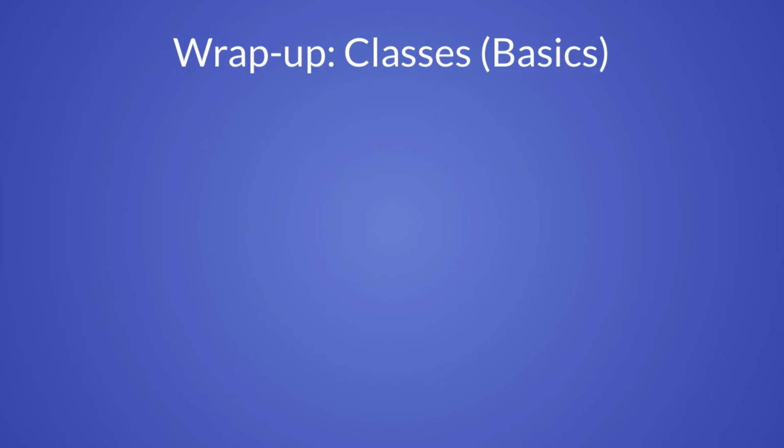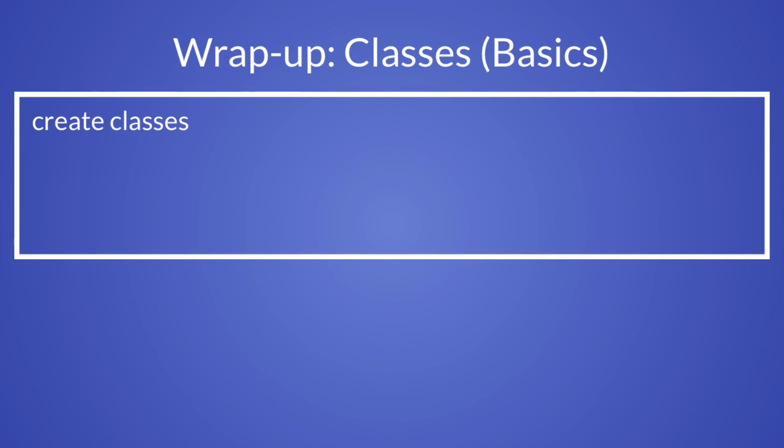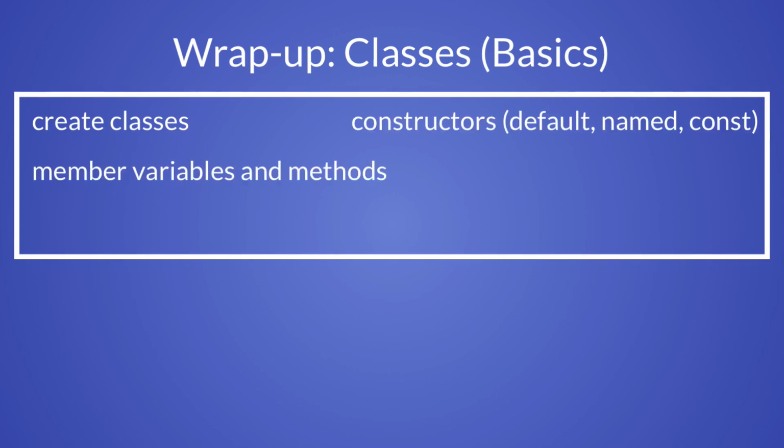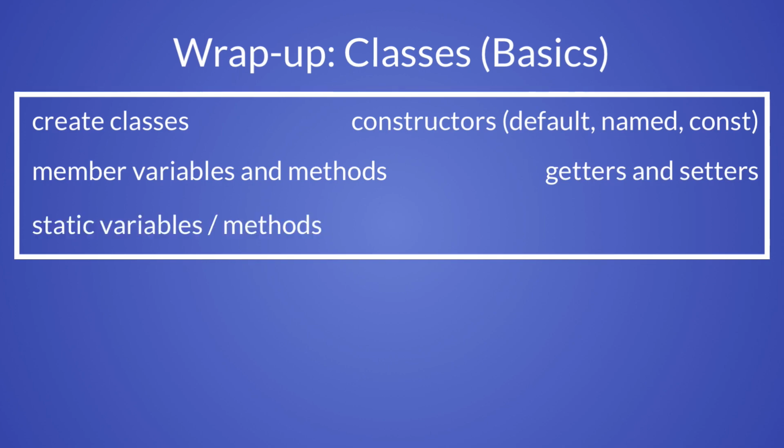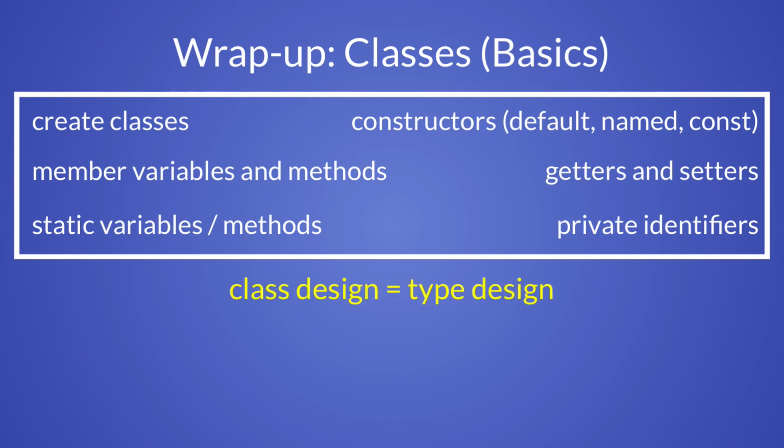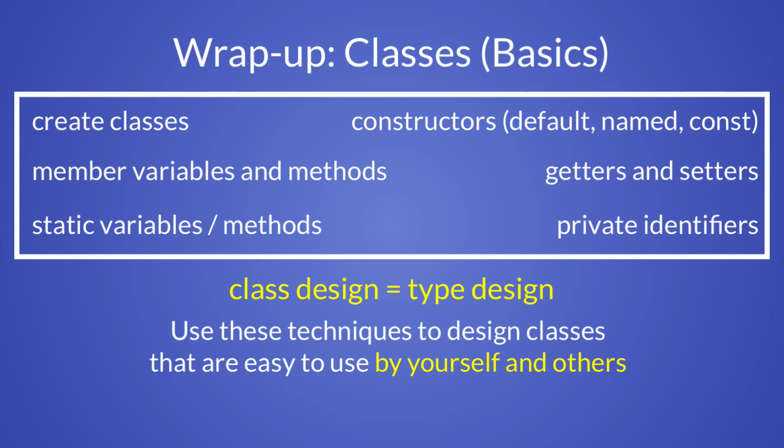We have now completed this section about the basics of classes in Dart, and with this knowledge you should now be able to create your own classes and work with constructors, member variables and methods, and also use getters and setters if needed. You can create class variables and methods using the static keyword and make things private when needed. And if there is one thing that I'd like you to take away from this section, it is that class design is type design. And you can use all the techniques that we covered to design classes that are easy to use by yourself and other developers.